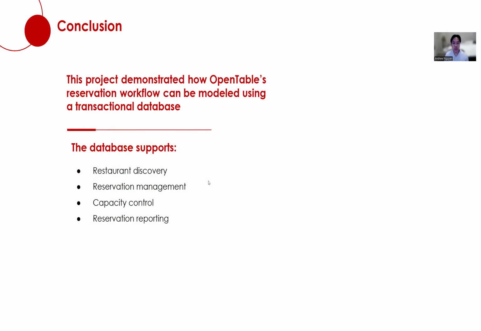To wrap things up, that's the database functionality and how we expect the reservation workflow to work if they were to use a transactional data type. It gives users the ability to discover restaurants in their area or a specific area they expect to be visiting. It gives the user and restaurant reservation management, listing all their reservations and giving them reporting, and then capacity control for restaurants to set limits on their party size.